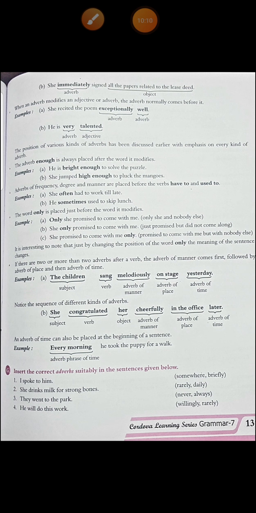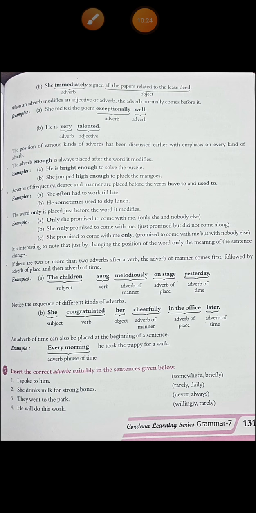Second, she drinks milk for strong bones. So by this we can understand that she is doing it on daily basis. So what will be the answer? She drinks milk daily for strong bones. Then see the third one, they went to the park. Right, in this way, they always went to the park. Then fourth, he will do his work. He will do his work willingly.